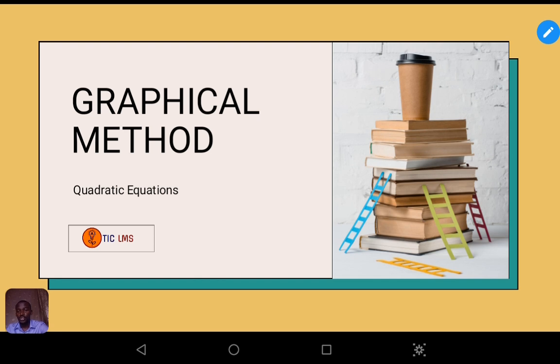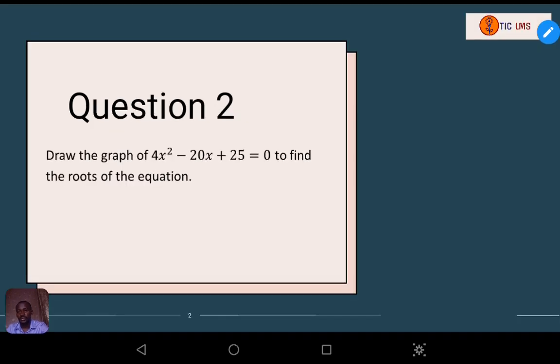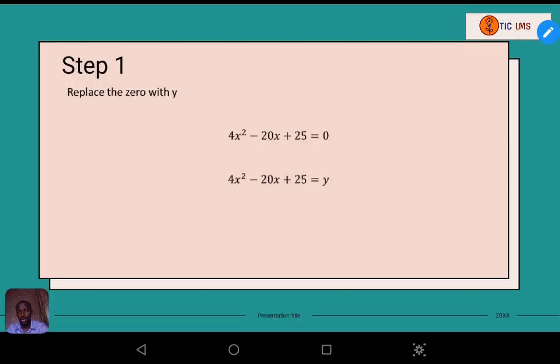We're going to continue solving questions on quadratic equations using graphical method. Now let's look at the next question. Draw the graph of 4x squared minus 20x plus 25 equals 0 to find the roots of the equation. So we're going to draw the graph. We're going to find the root of the equation.